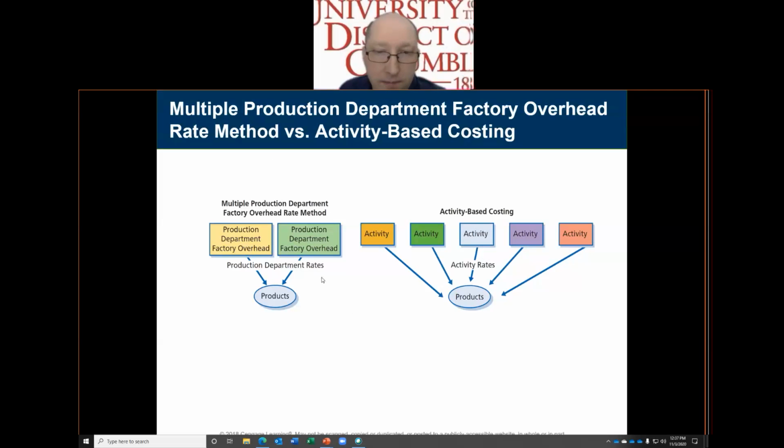So here's how it looks. In multiple department method, we have our two separate departments for production that add together to create the product. In activity-based costing, we have multiple activities. This could be fabrication. This could be assembly. This could be upholstery. This could be whatever. It's based on the activity, and those activities together equal the cost of the product.